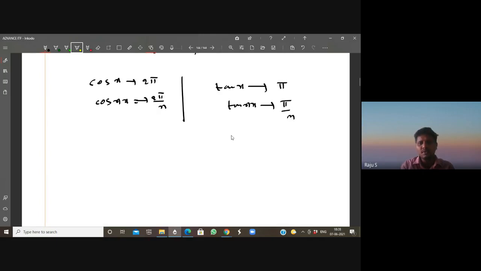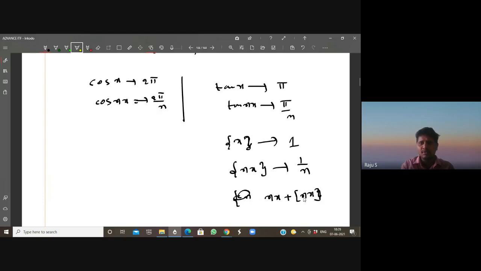And also remember, students, just now I told you the fractional part periodicity is 1. The fractional part of nx has periodicity 1 by n. You need to observe this difference. For example, the fractional part of nx is nx minus the greatest integer of nx, which is nothing but again the fractional part of nx. This is also 1 by n. They may ask the question in different ways.